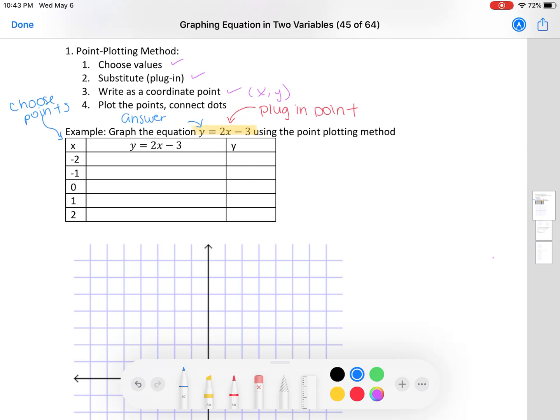Okay, so let's go ahead and figure this out. We have our equation y equals 2x minus 3. And for x, we're going to plug in a negative 2. That's what we have on our first row. So I have y equals 2 times negative 2 minus 3. Work this out. 2 times negative 2 is negative 4. So I have negative 4 minus 3, which is negative 7.